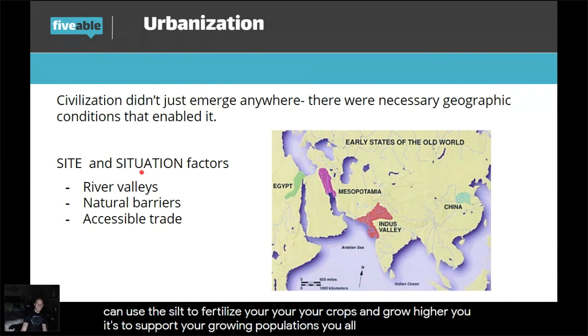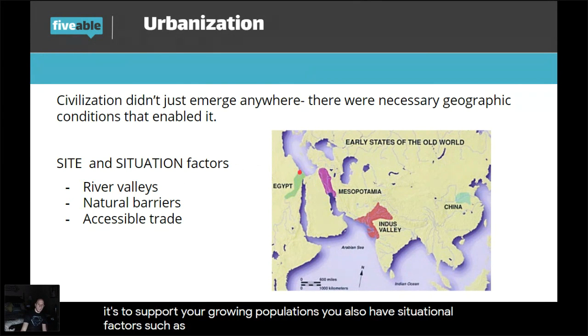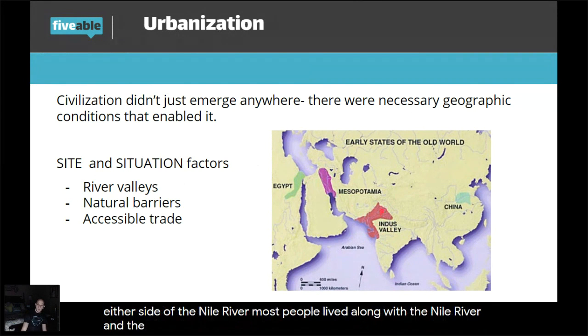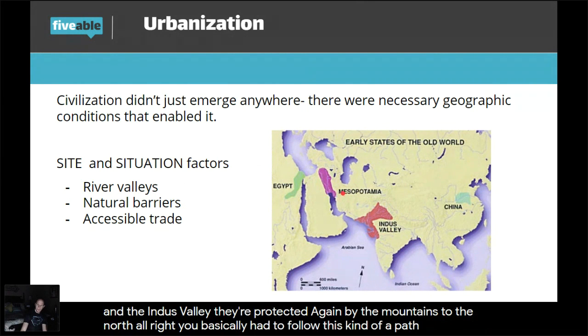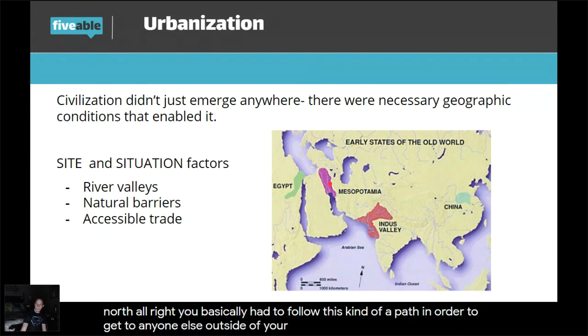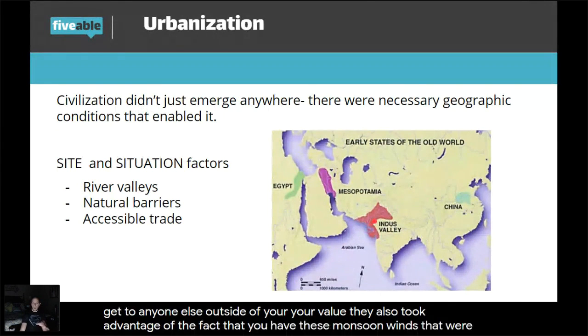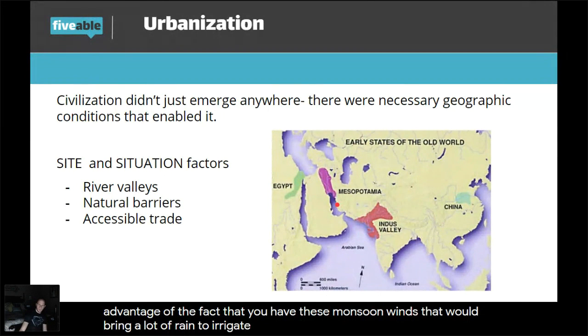You also have situation factors, such as if you look at Egypt, they're protected by desert on either side of the Nile River. Most people lived along the Nile River. And the Indus Valley, they're protected again by the mountains to the north. You basically had to follow this kind of a path in order to get to anyone else outside of your valley. They also took advantage of the fact that you had these monsoon winds that would bring a lot of rain to irrigate the crops.